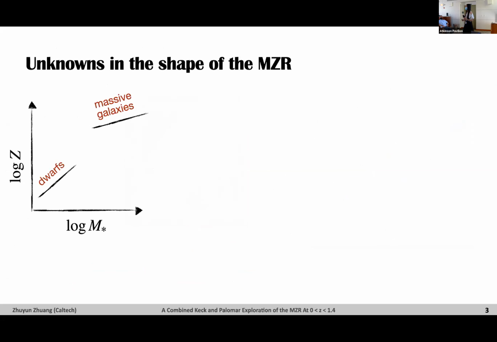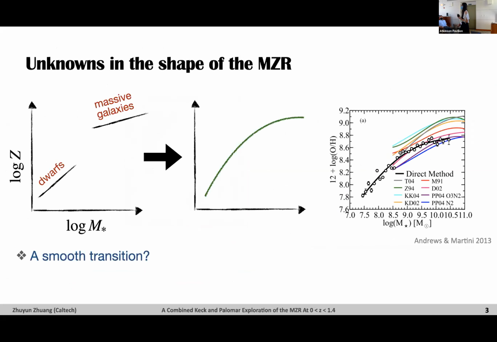However, even though we have known this relation for a few decades now, there are still many unknowns in its shape. The currently observed MZR follows a single power law at the low mass range and flattens at the high mass end. But the overall shape of the MZR across the full range of galaxy mass is still unknown. According to some previous studies on the gas phase MZRs, people have suggested that the transition may be very smooth. Like these green lines, the MZR just gradually flattens toward the high mass end.